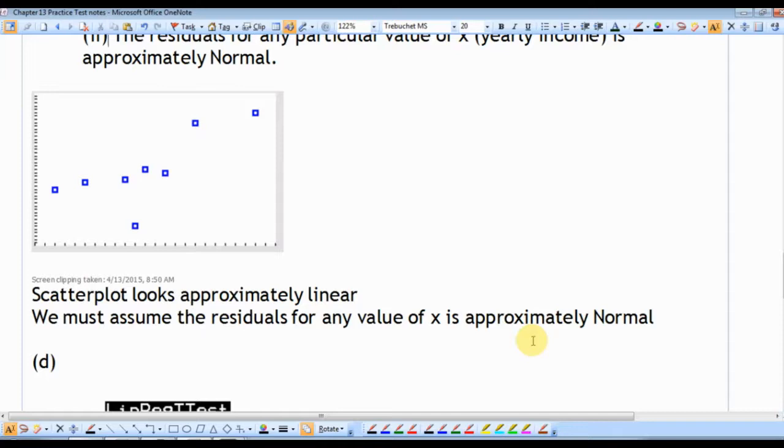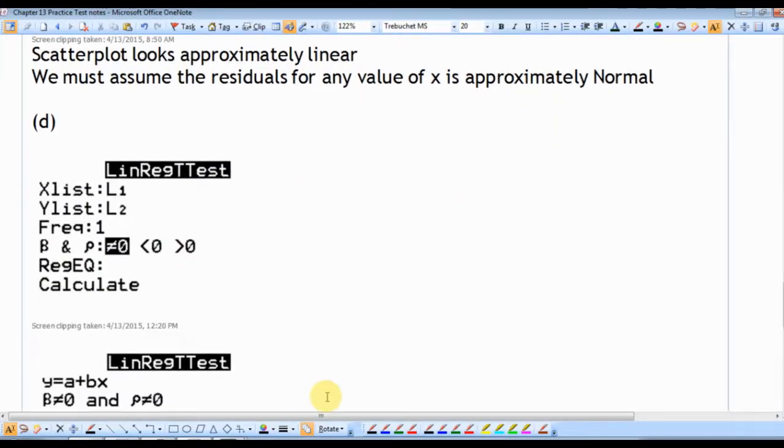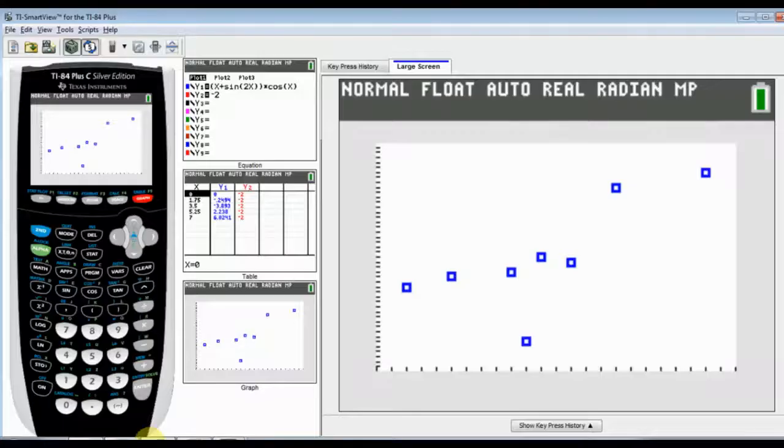Letter D. We're going to use the LinReg t-test on the calculator to test the hypotheses in part B. So this should be good for everybody's calculator here. Let's just do this live. We'll go to the calculator.